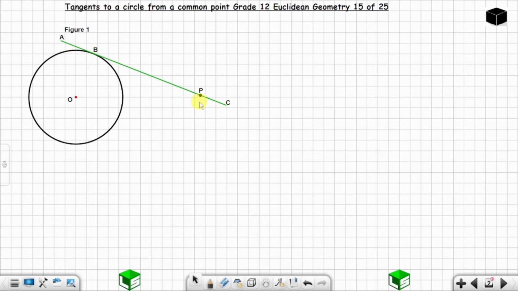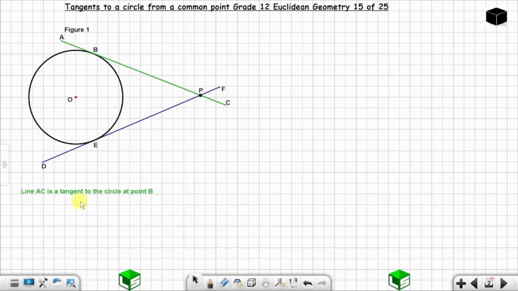Let's say we have another line which is a tangent from the same point P. Okay, so this line is a tangent to the same circle. Okay, so the tangent from the point P is touching this circle at the point E. Let's call this tangent DF.